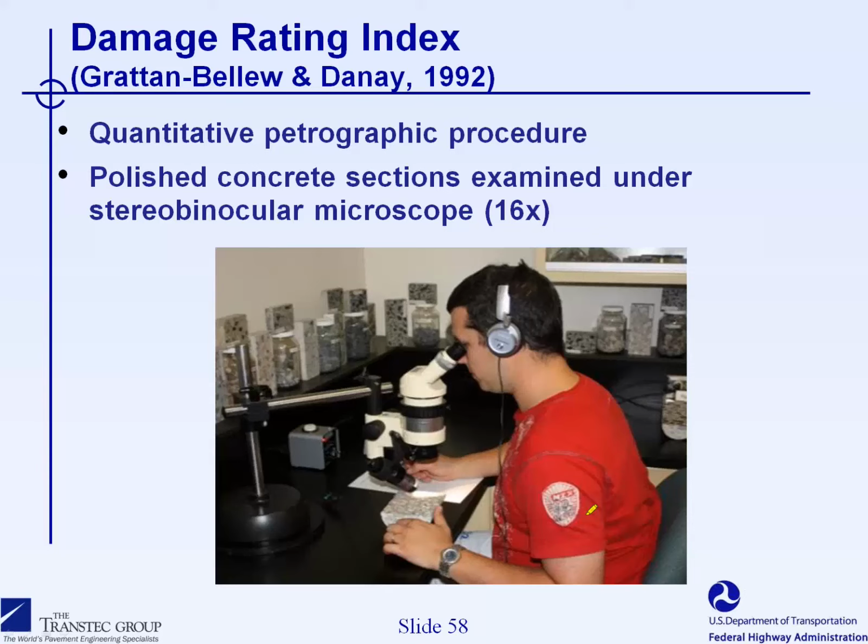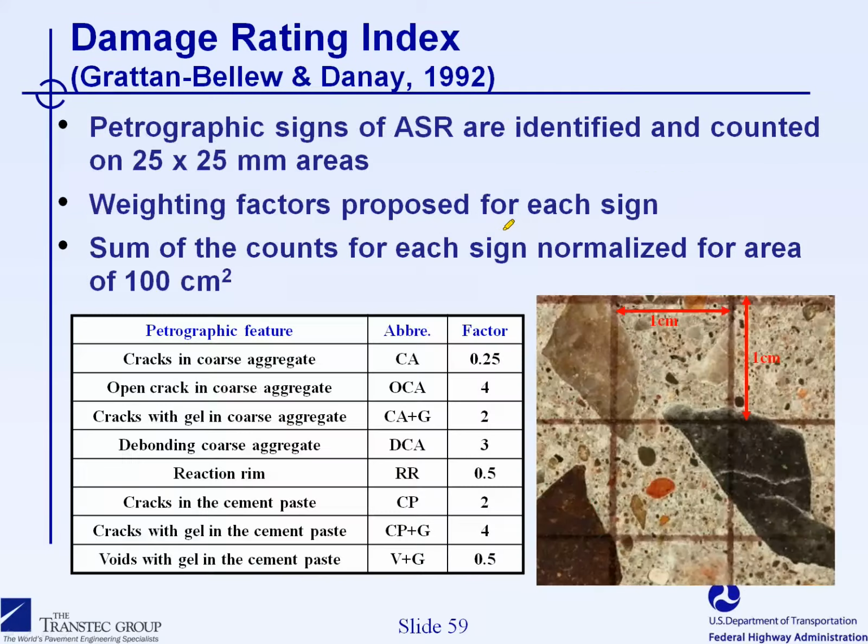what we call the damage rating index. This damage rating index is a quantitative petrographic procedure that is carried out on a polished concrete section that has been extracted from the evaluated structure. And the polished section is examined under the stereobinocular microscope at a magnification of about 15-16 times.